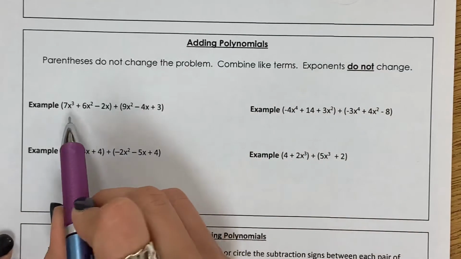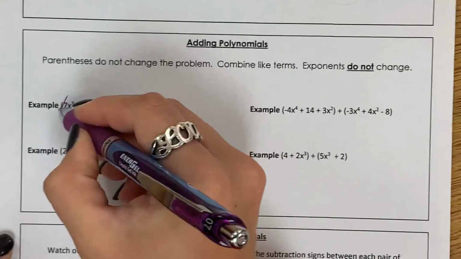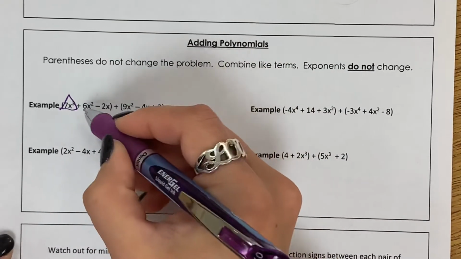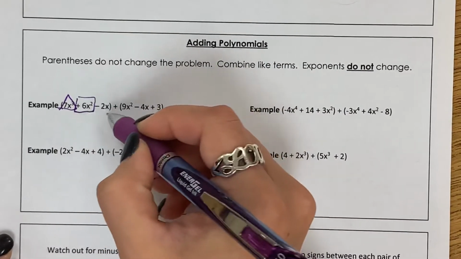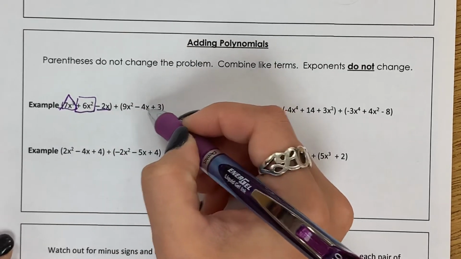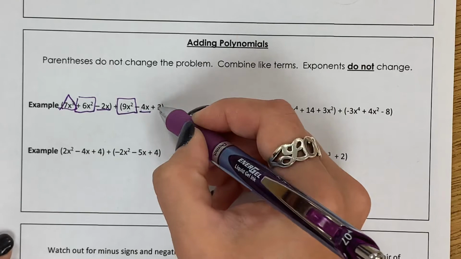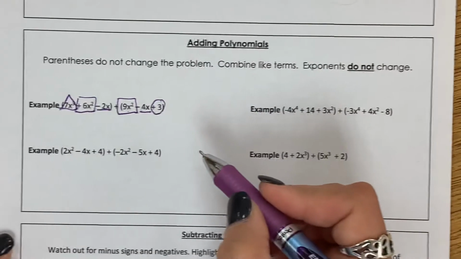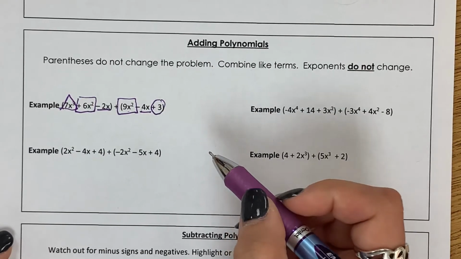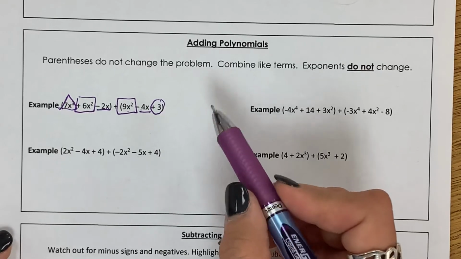So here, if I have 7x cubed, I'm going to put a triangle around that. 6x squared, I put a square around. Negative 2x, I underline. 9x squared, another square. Negative 4x is underlined, and then plus 3, the constant, I'm going to circle. Now I'm going to combine the like shapes in order from greatest to least.